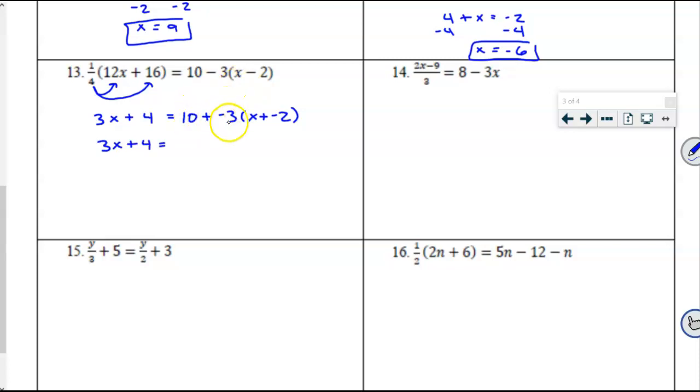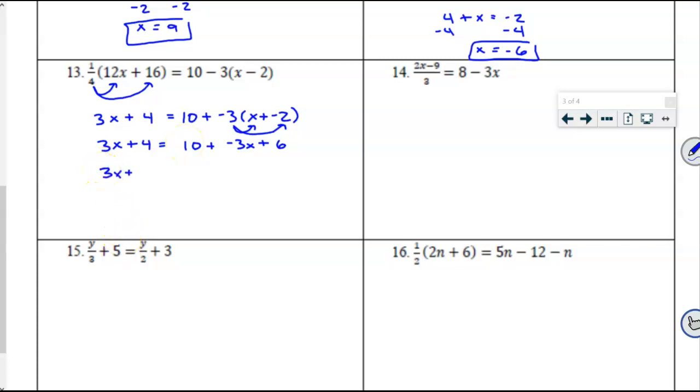We can't do 10 plus a -3, as you're probably tempted to do, because that -3 is showing that we have -3 groups of this. So -3 groups of x is -3x. -3 groups of a -2, or -3 times -2 is a +6. I took care of the grouping symbols, but don't forget we still have our 10 units at the beginning.